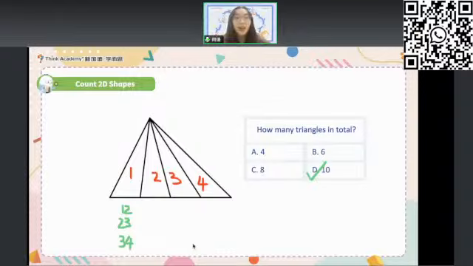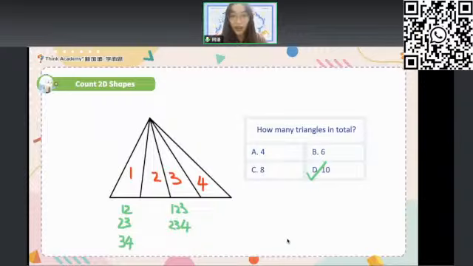So following this, we have 1, 2, 3, correct? And then move on, we have 2, 3, 4, okay? And finally, move on to the last one. You will see 1, 2, 3, 4. That is the biggest triangle in the shape. So altogether, it should be 4 plus 3 plus 2 plus 1, which is 10.